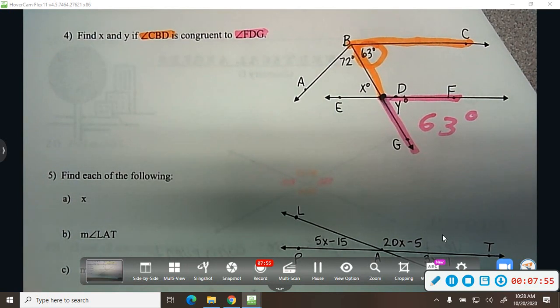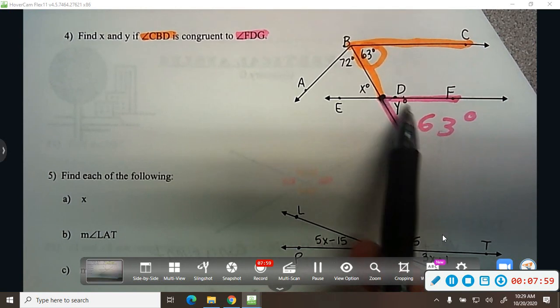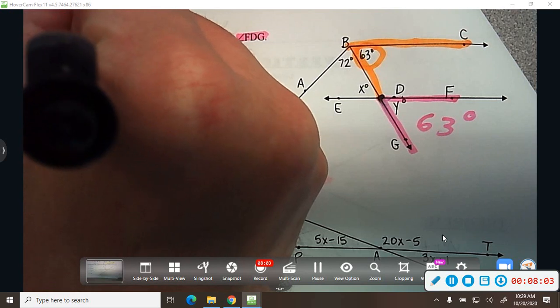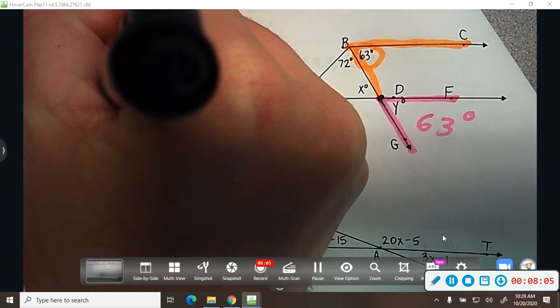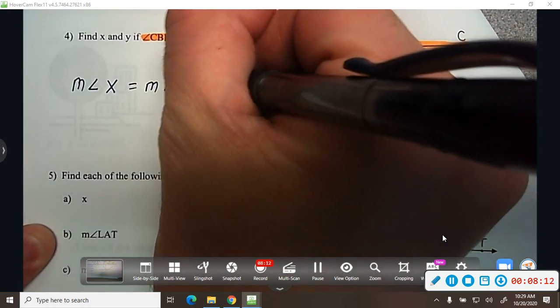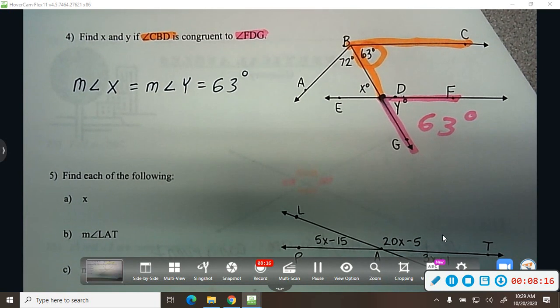So what is X and Y? Well, I just found Y is 63 degrees. X and Y are vertical angles, so X is also 63. So I could say the measure of angle X equals the measure of angle Y equals 63 degrees. Why? Because vertical angles are congruent.